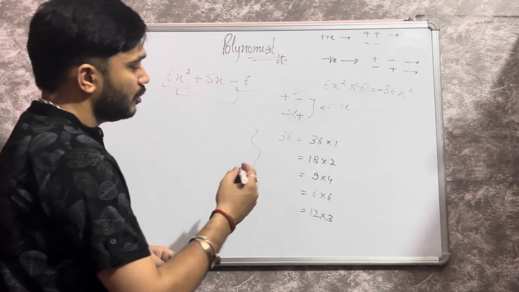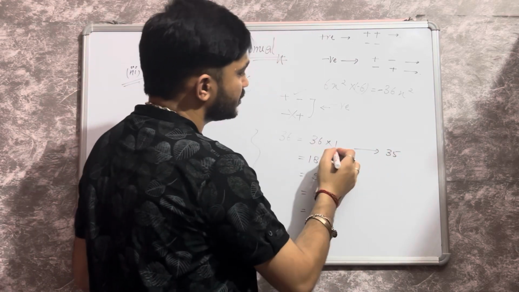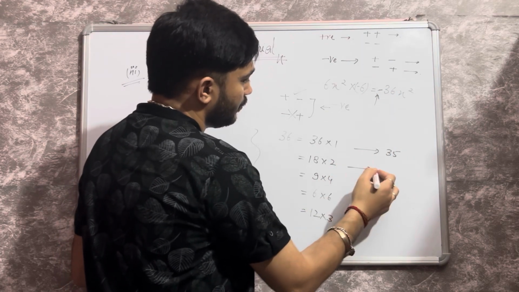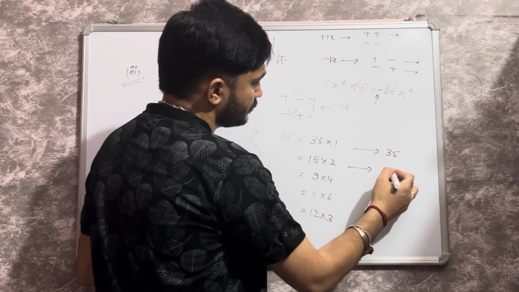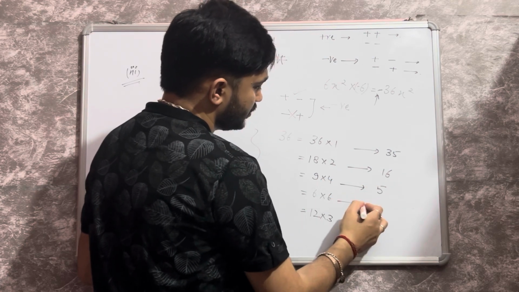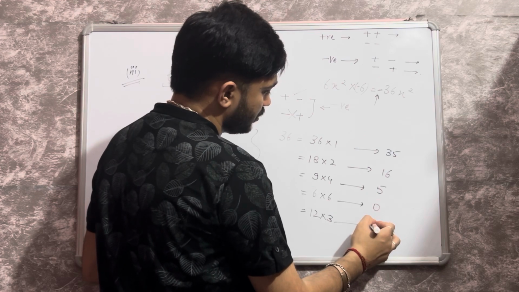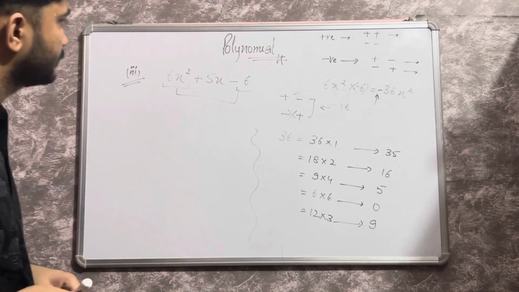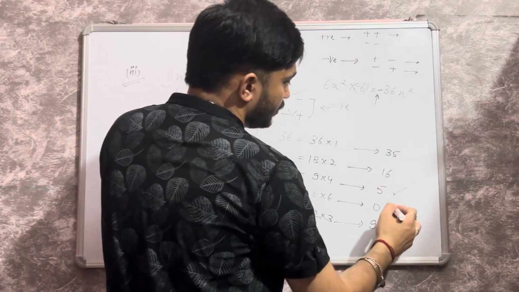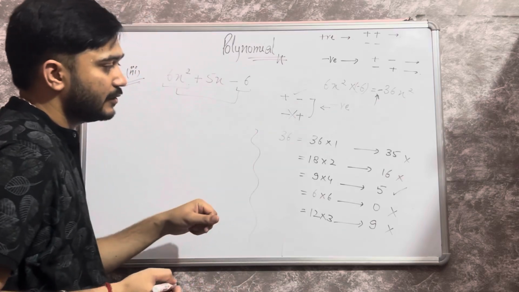No. Now subtract this. 36 minus 1 will be 35. We are subtracting this because our answer is in negative. 18 minus 2 is 16. 9 minus 4 is 5. 6 minus 6 is 0. And 12 minus 3 is 9. Yes? In which case the answer is 5. It is this one. So all other cases are going to be neglected.